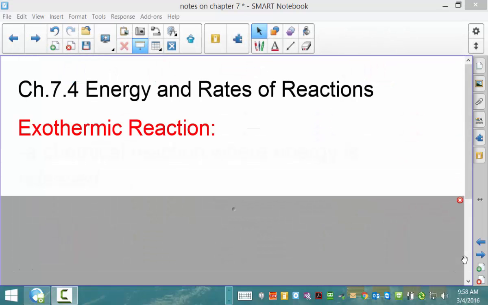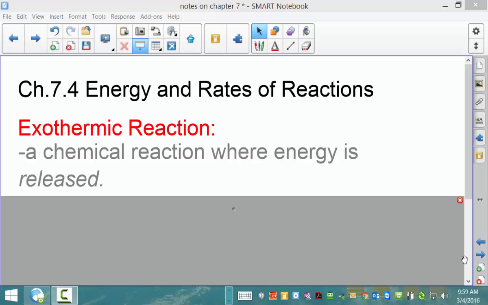Let's review exothermic reaction. We discovered this word at the beginning of the year, but we're going to bring it up again as we finish our chemistry unit. Basically, a chemical reaction that's exothermic is a reaction where energy is going to be released. Now, we talked about exo meaning to go out or to exit. Thermic means heat energy. So these reactions are going to give off energy.